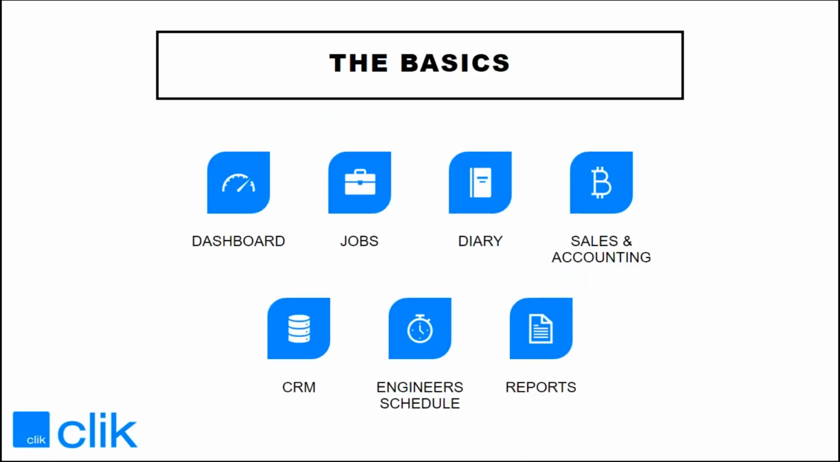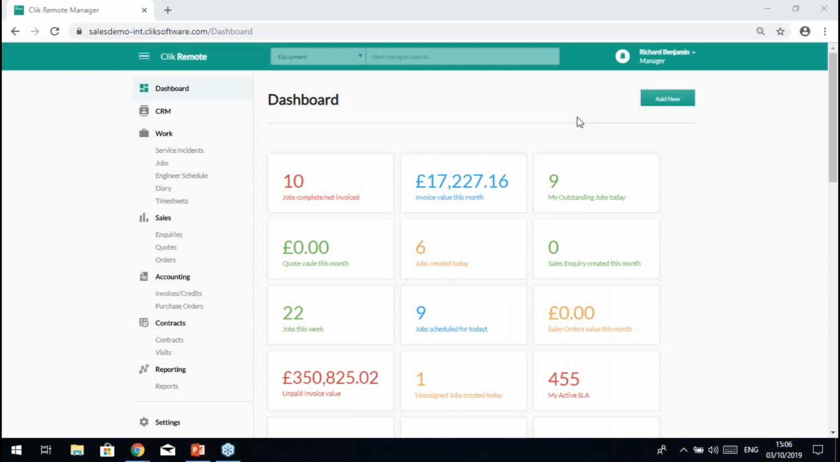Today we're going to be focusing on the following: the dashboard, the CRM, jobs, the engineer schedule, diary, sales and accounting, and reports. So let's just have a little look at Clik Remote in action. Okay, so when you initially log into Clik Remote, you'll be presented with your customized dashboard. As you can see, there's a number of widgets which vary across lots of different modules.